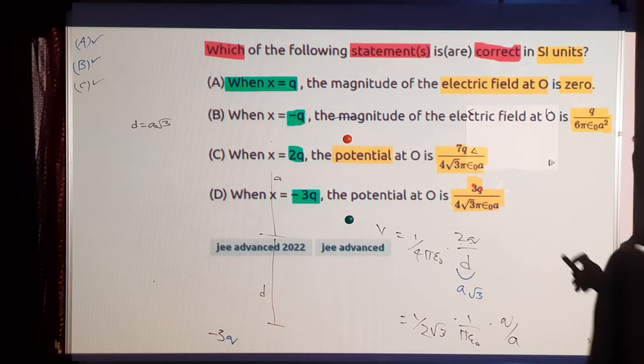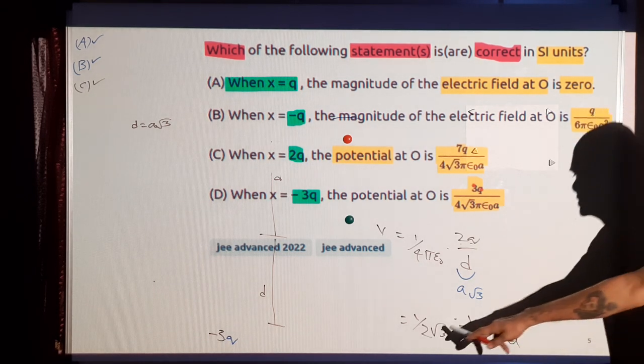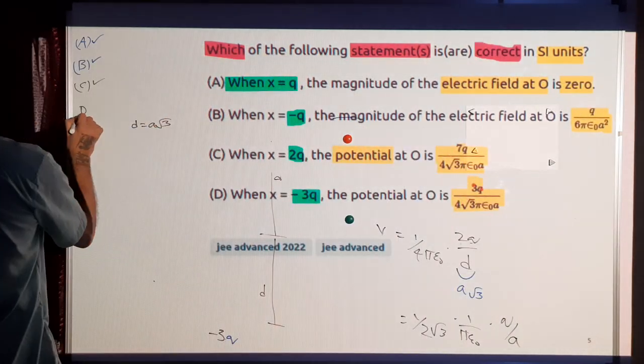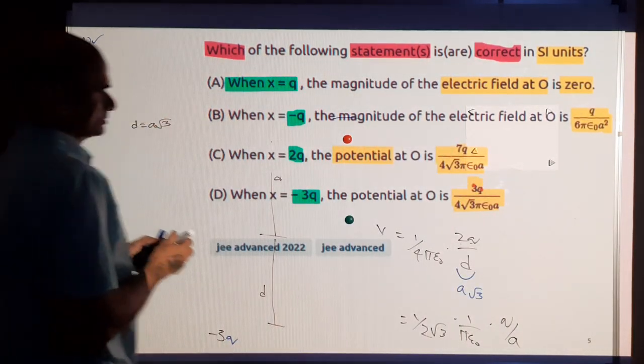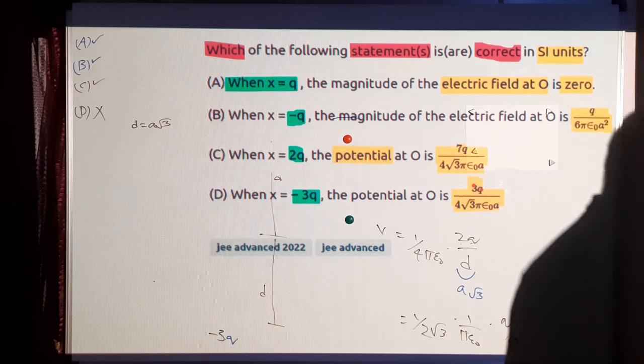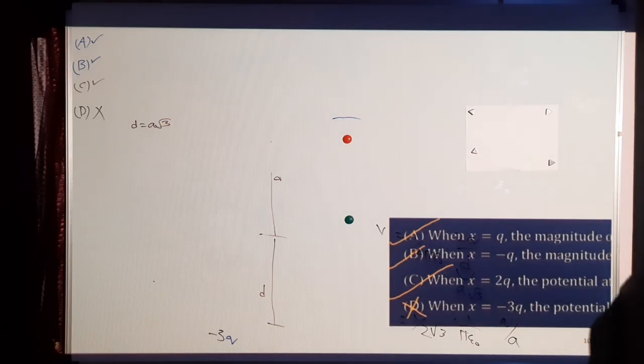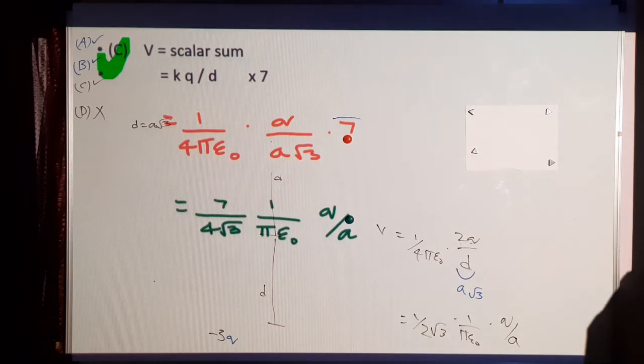But in option D, the numerical factor is different, 3 by 4 root 3. It's 1 by 2 root 3. So D is not correct. So this is the correct answer. A, B, C are true. D is false.